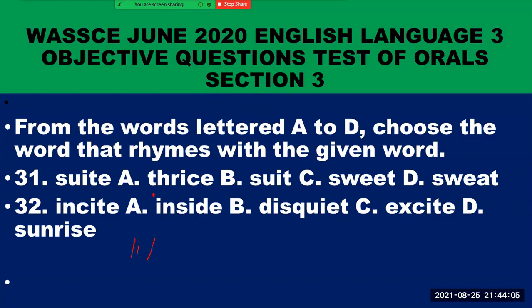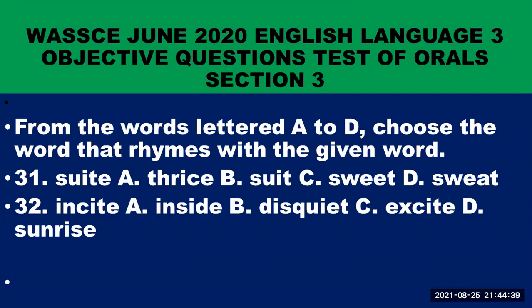Now let's look at the options. A, thrice. No, there's no sound of E in thrice. Then this is suit. Of course, it doesn't have the long E sound. C is sweet, that I already referred to. D is sweat, which is out of it. So this is how to answer questions on rhyme.